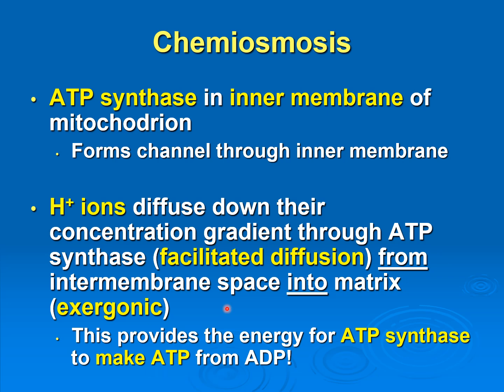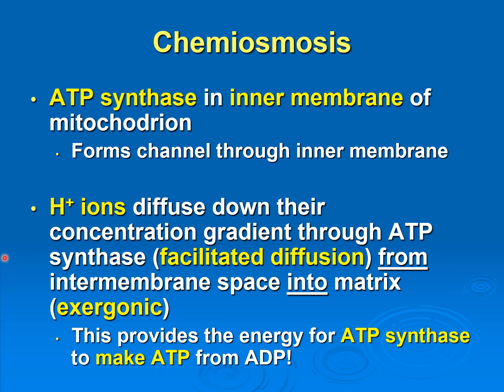Okay, the other part of oxidative phosphorylation, so we talked about the electron transport chain, the other part is called chemiosmosis. And this involves an enzyme called ATP synthase, which is also located in the inner membrane of the mitochondrion. And ATP synthase is interesting because it forms a channel through the inner membrane. And this allows the hydrogen ions to diffuse down their concentration gradient through the ATP synthase. So this is facilitated diffusion. And so the hydrogen ions will just move from the inner membrane space into the mitochondrial matrix.